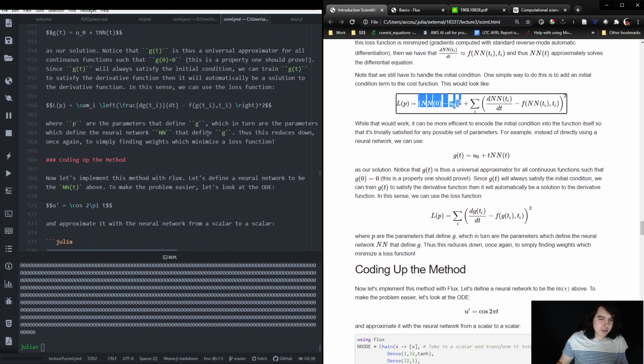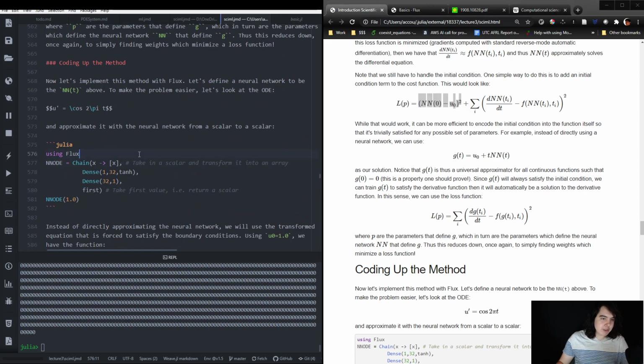Let's actually do it. I want my neural network to be something that takes in a scalar and spits out a scalar. Here's a nice trick for doing that. Remember, a chain is just something that calls functions, so you don't need to look at the neural network library for how to do these things. You can use any function you want.